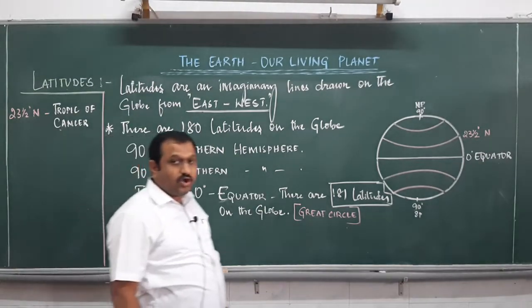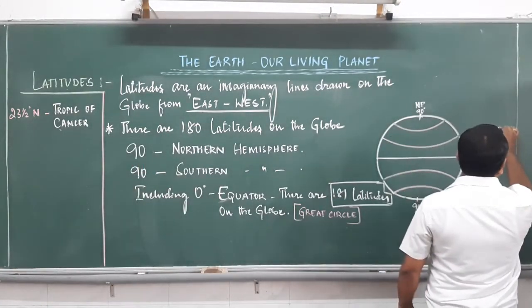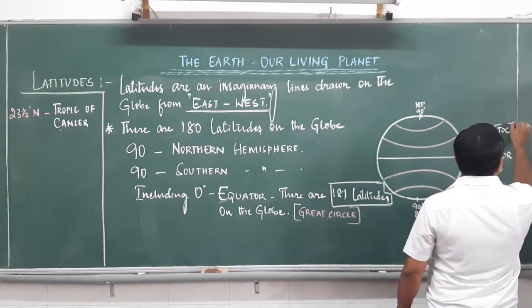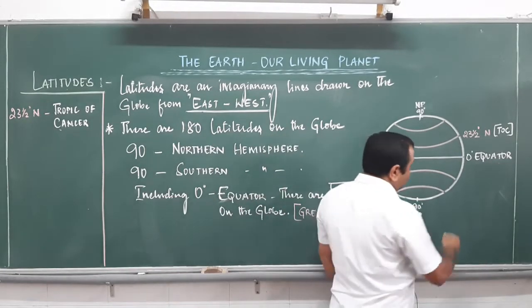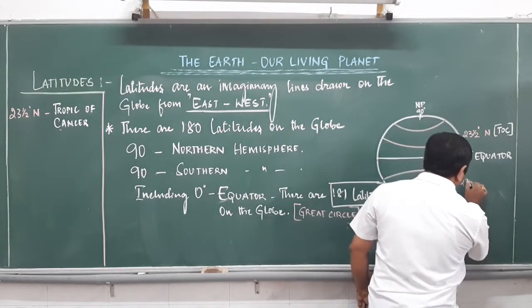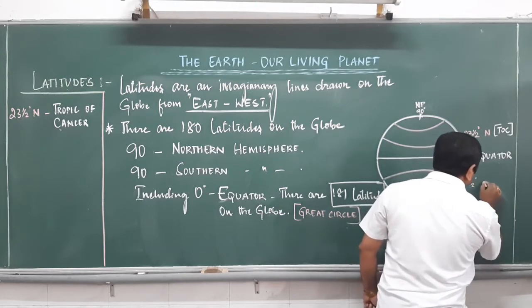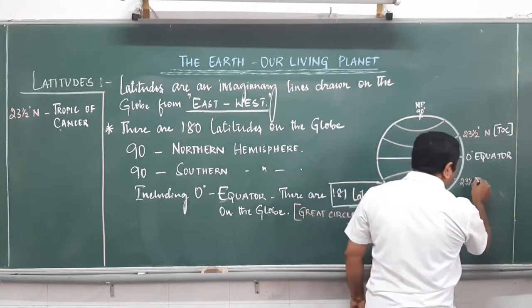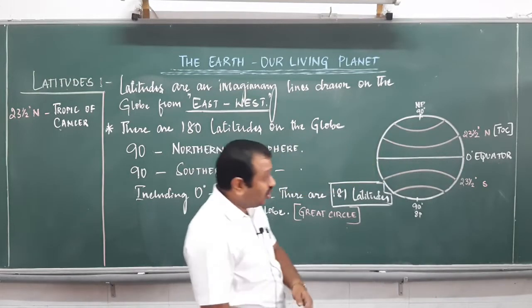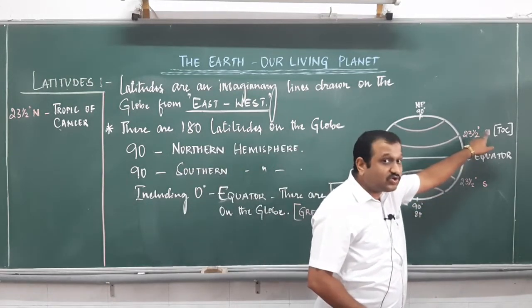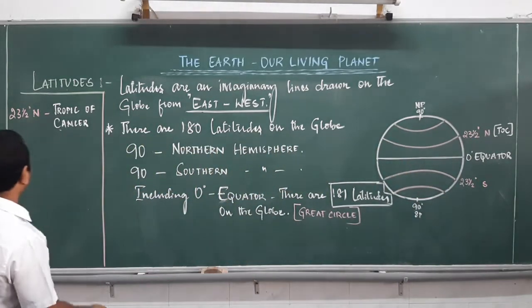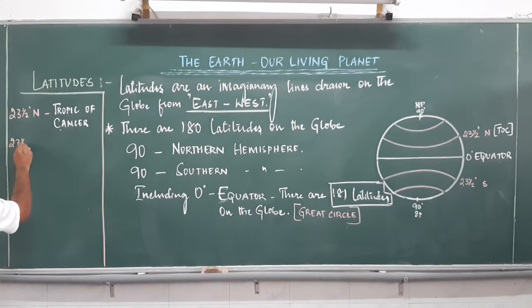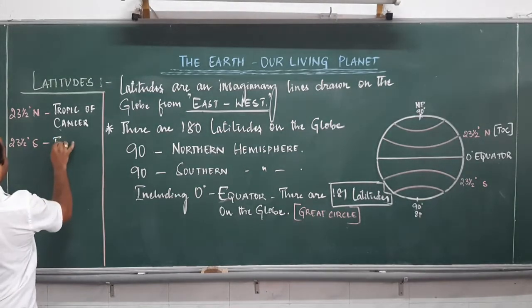We call it as Tropic of Cancer. See, I will write TOC here. Tropic of Cancer. Coming to the below, 23.5 degree south, I will indicate with this dot, what I am putting above it, it is called as degrees. 23.5 degree south, we call it as Tropic of Capricorn.